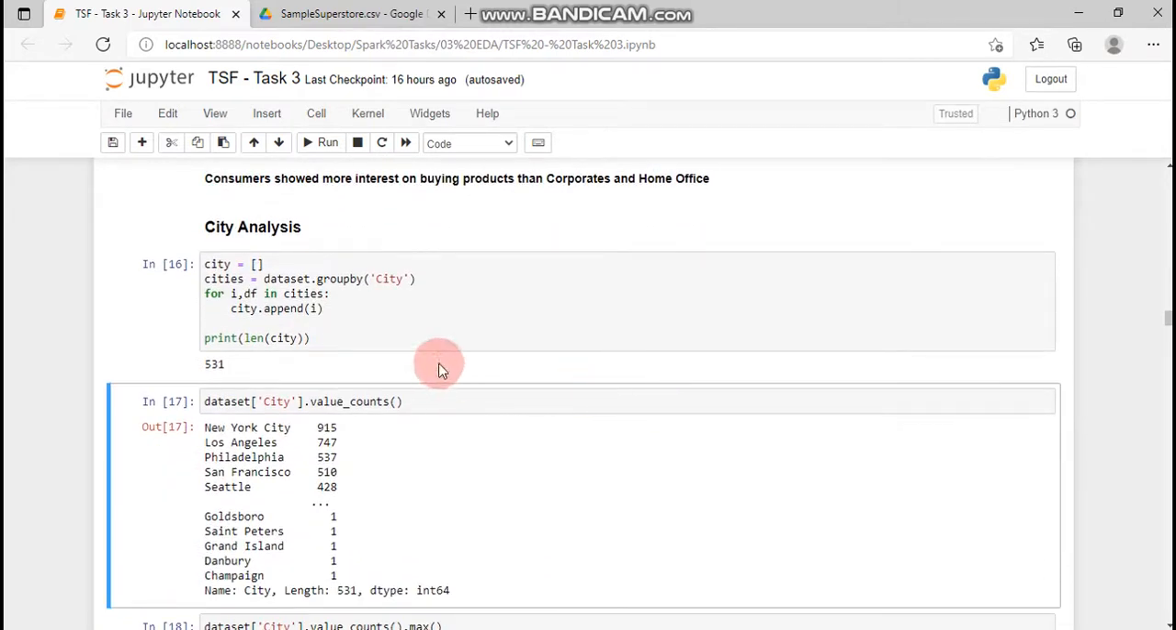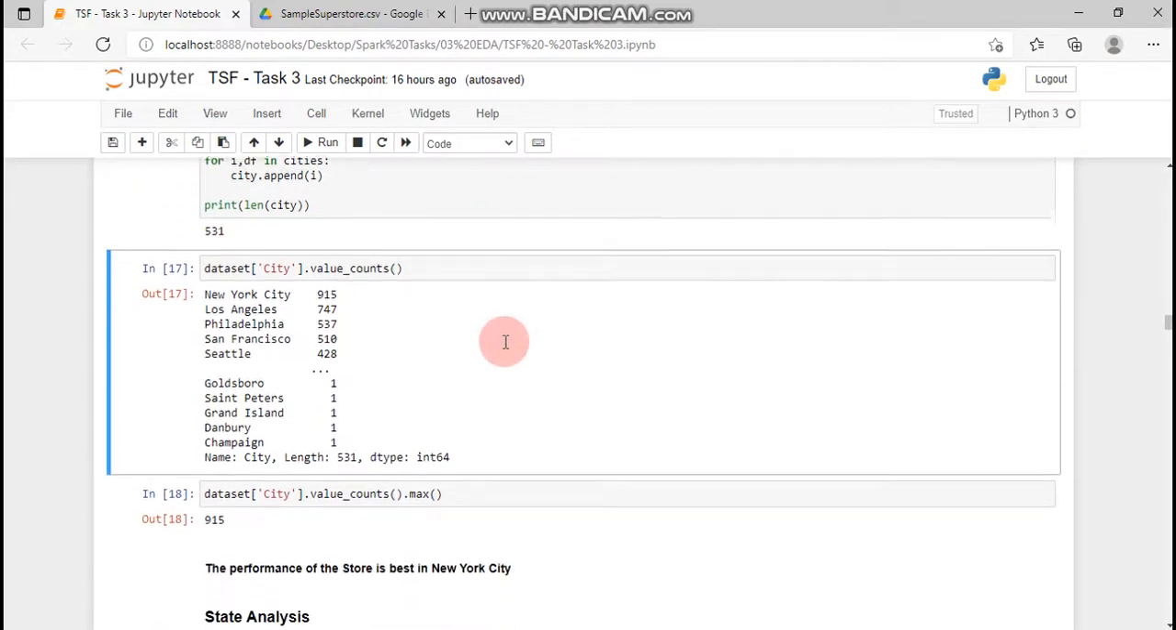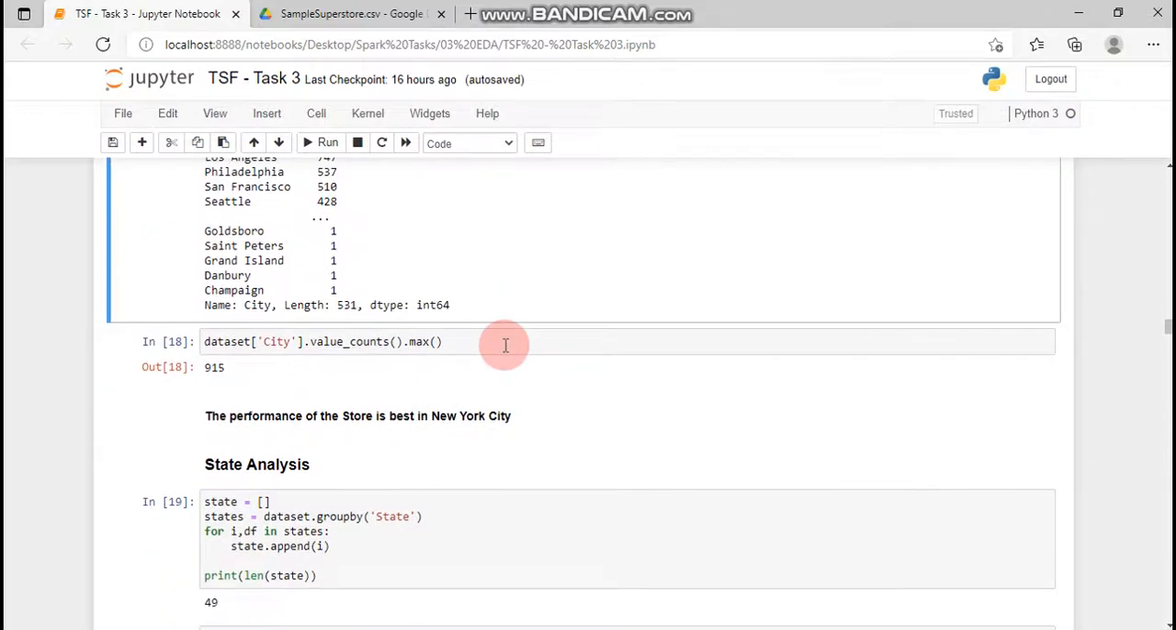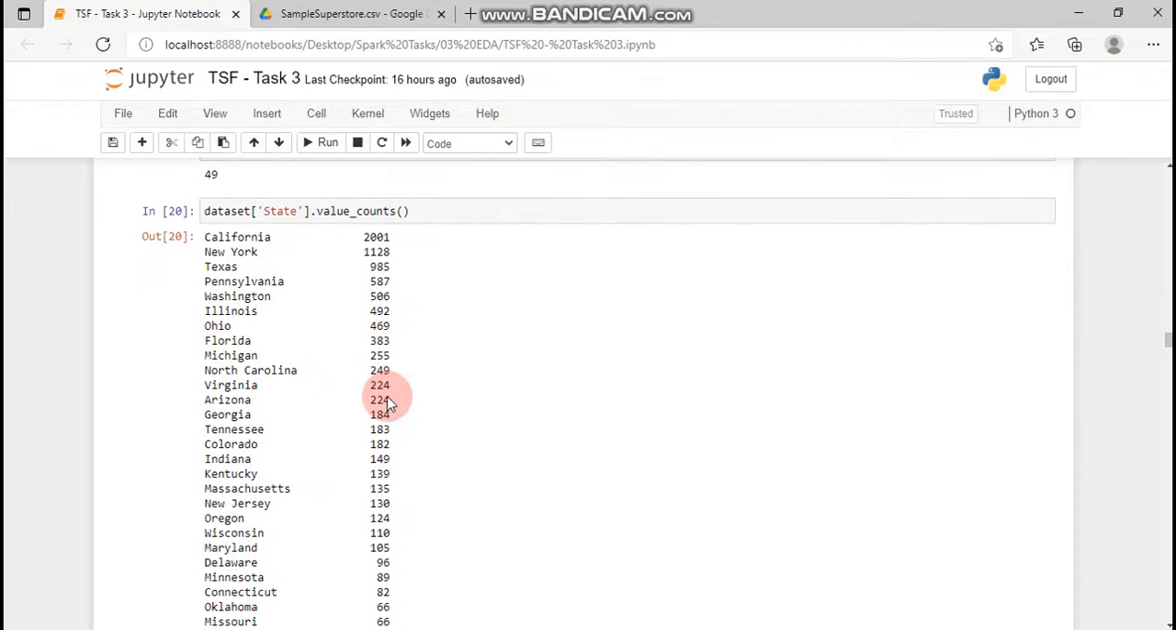I'm performing city analysis for this task. We could see there are 531 cities of the United States involved in buying products in this superstore. Here I'm performing state analysis. We could see 49 states involved in buying the products in the superstore, in which California is standing top.